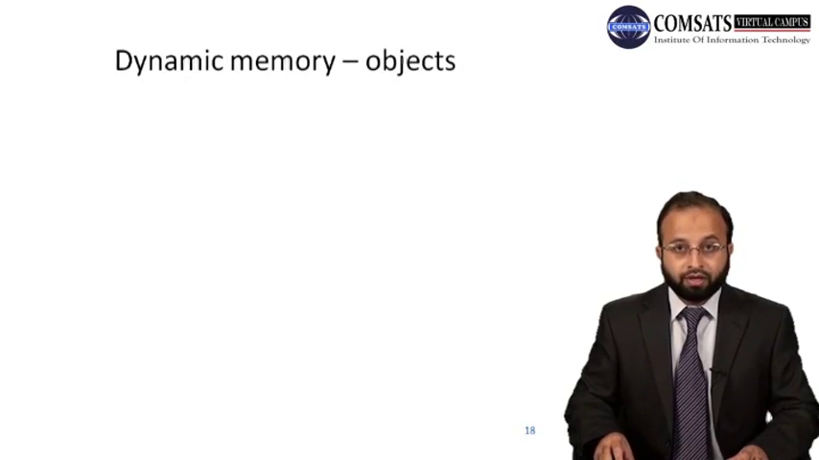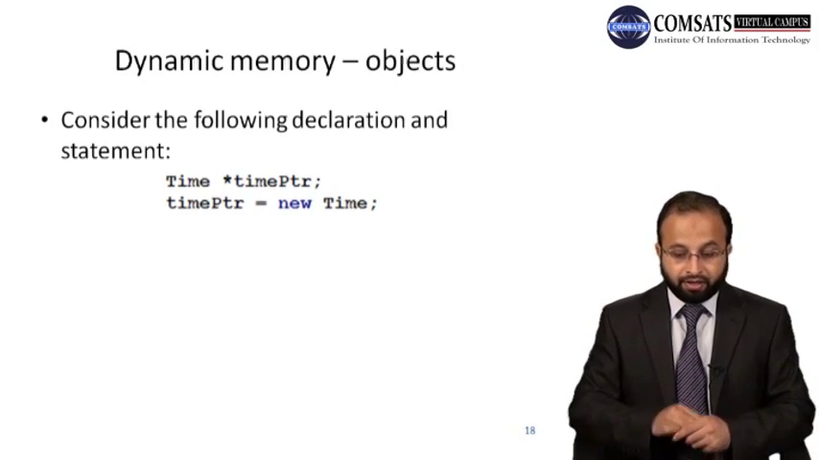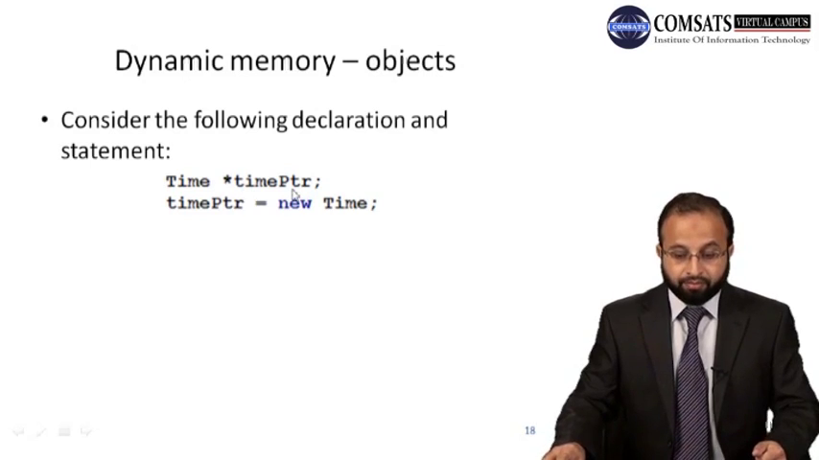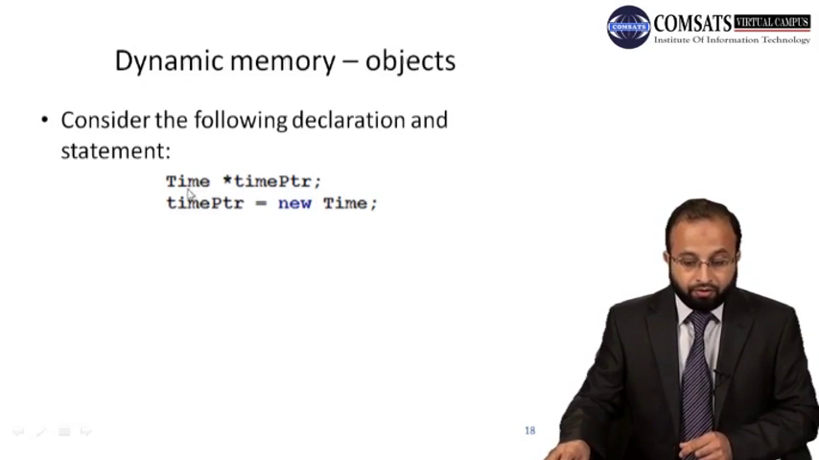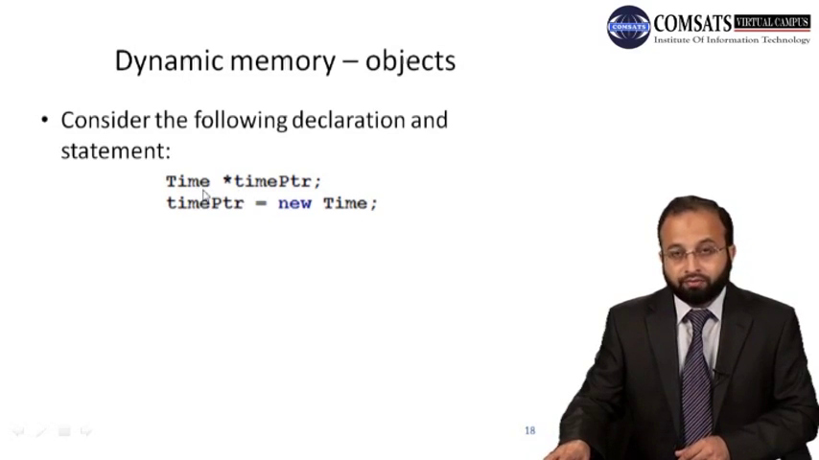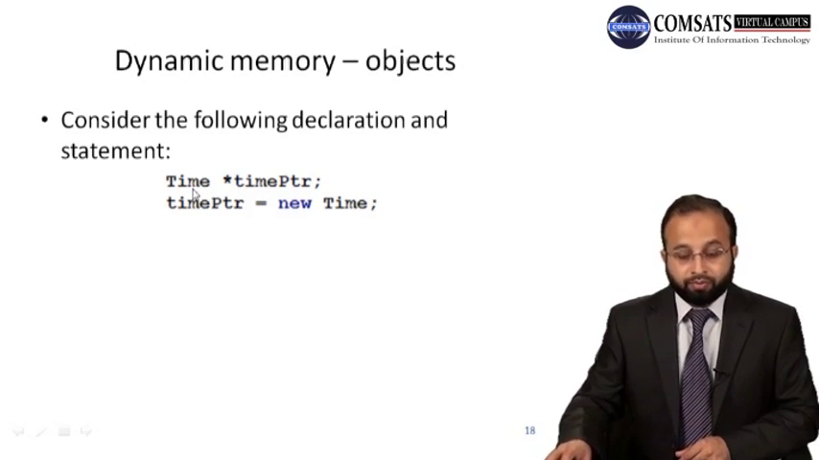Now we come to the dynamic memory for the objects. How we can allocate dynamic memory for the objects. So consider the following declaration and statement. So we create a pointer. Time PTR is a pointer that points to an object of type time, or we can say that this pointer points to the memory location where the object of time is stored. Okay, time PTR will point to the memory location where the object of the time class will be stored.